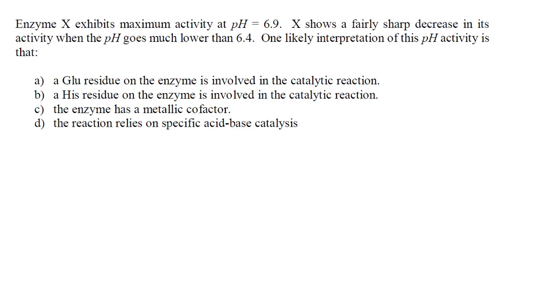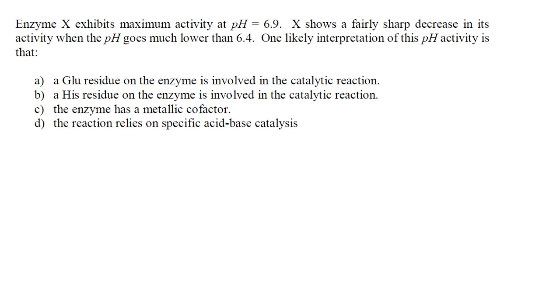So next question we have, enzyme X exhibits maximum activity at pH 6.9. X shows a fairly sharp decrease in its activity when the pH goes much lower than 6.4. One likely interpretation of this pH activity is that a glutamic residue on the enzyme is involved in the catalytic reaction. A histidine residue on the enzyme is involved in the catalytic reaction. The enzyme has a metallic cofactor. A reaction relies on specific acid-base catalysis.